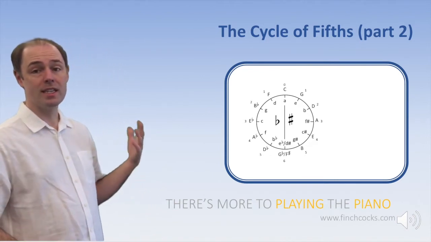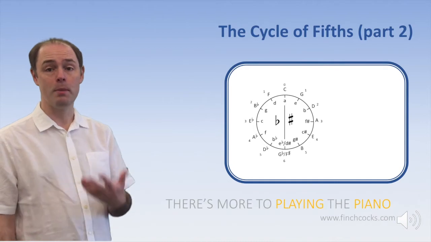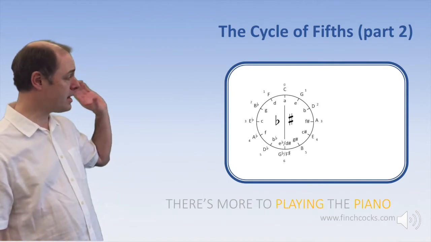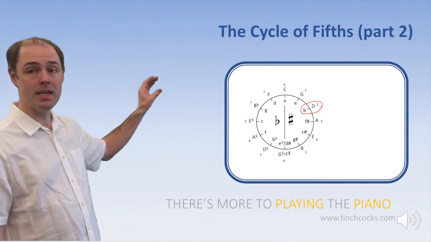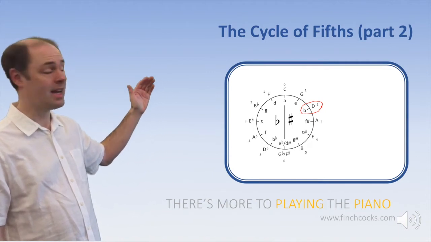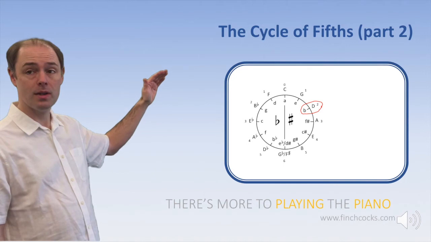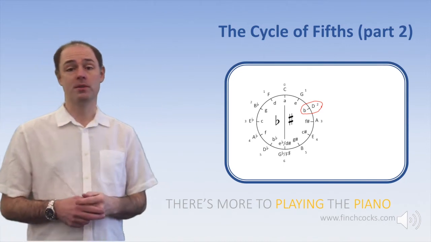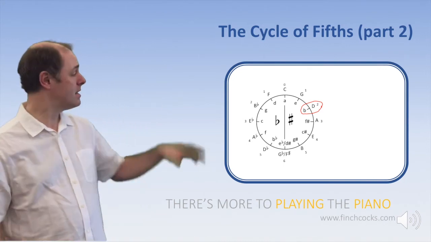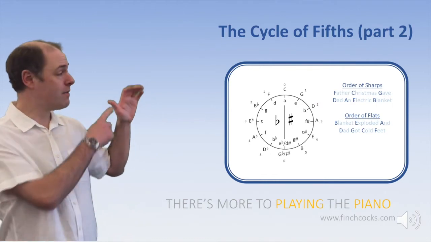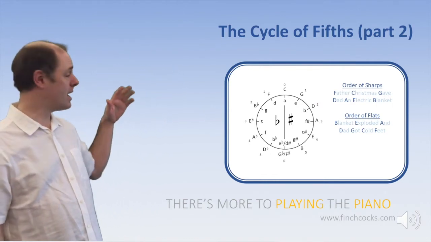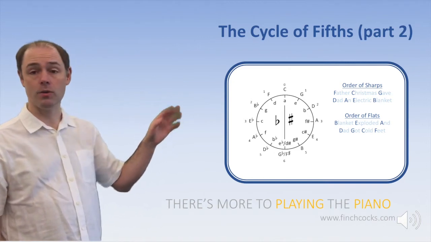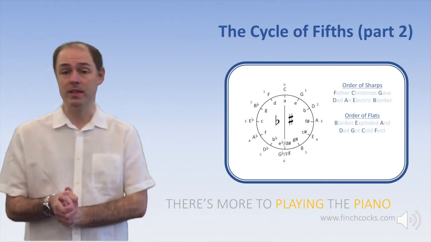So we read this in just the same way we would read it for major scales. D major scale has 2 sharps, B minor scale has 2 sharps. Now, the order of sharps and flats still applies. The most common sharp is F, so the sharps go Father Christmas gave Dad an electric blanket, the flats go blanket exploded and Dad got cold feet. So I'll do a couple of examples for you.